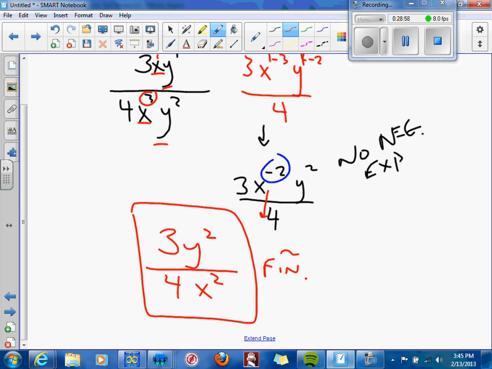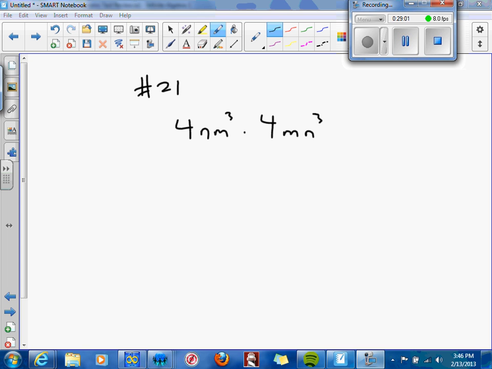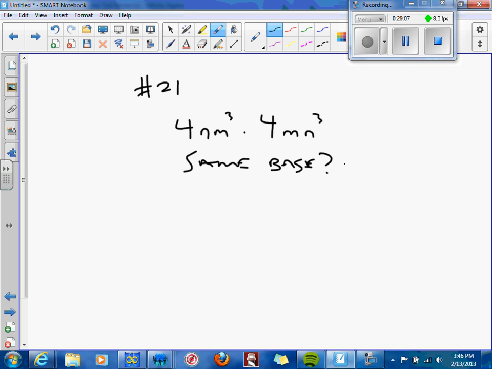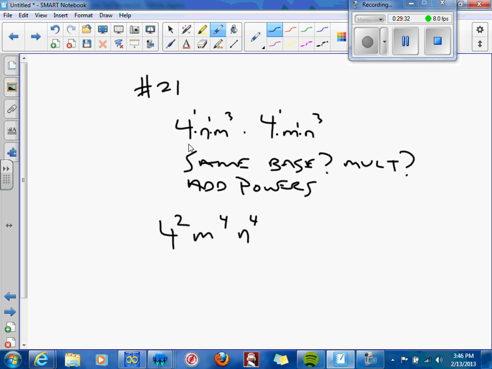Okay. Same base. Multiplying. Small multiplication. Add powers. So you have 4 squared. You have m to the 4th. And you have n to the 4th. 16m to the 4th. I will take this though. I'll take 4 squared as an answer.